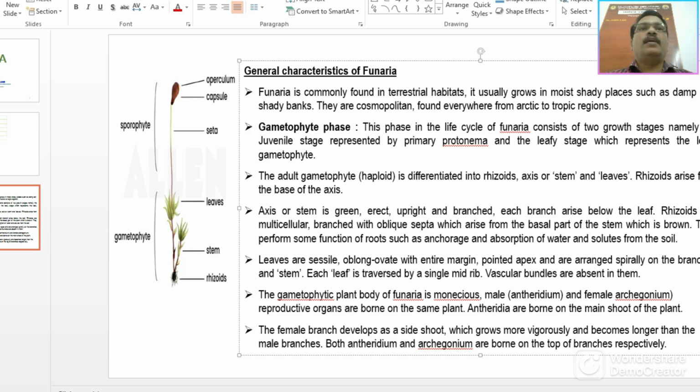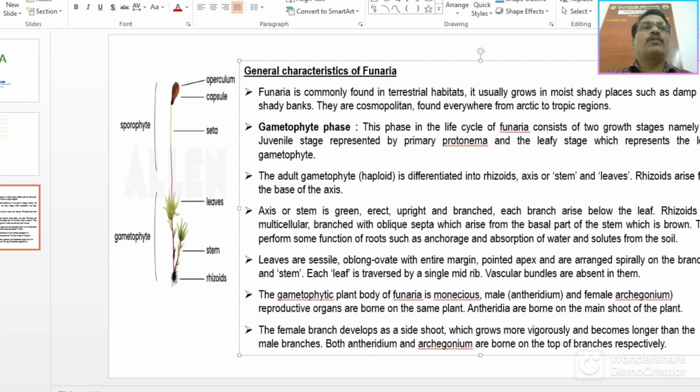And the gametophytic plant body of Funaria is monoecious. That means male and female reproductive structures are present in the same plant in separate branches. Okay, the male is called antheridium and the female is called archegonium. These reproductive structures are present in two separate branches of the same plant. So it is called monoecious.